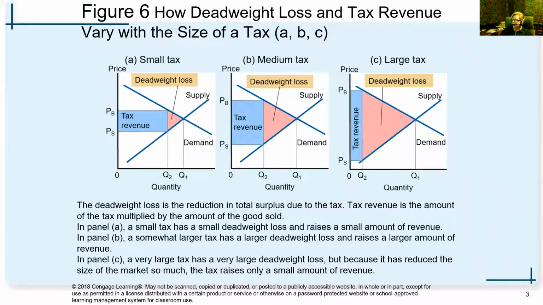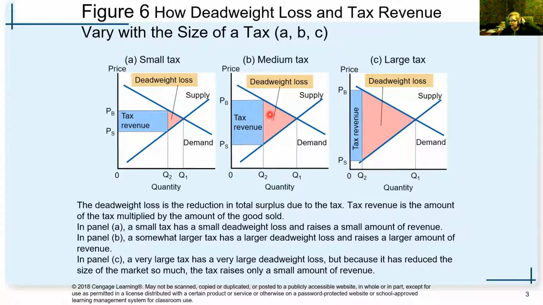Okay, so here's some examples. In panel A, we have a small tax. Notice that the deadweight loss is pretty small. The tax revenue, or the blue rectangle, seems to outweigh the pink triangle in A. We then think that's such a dandy idea, let's increase the tax. Here we see the blue rectangle could be about the same size as the deadweight loss.